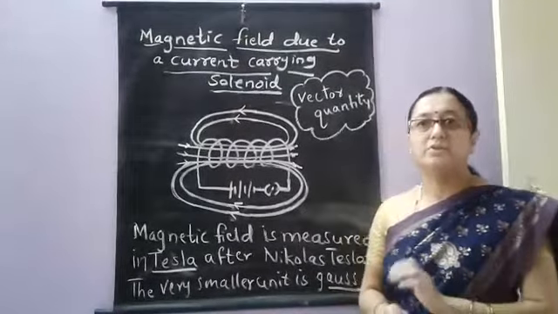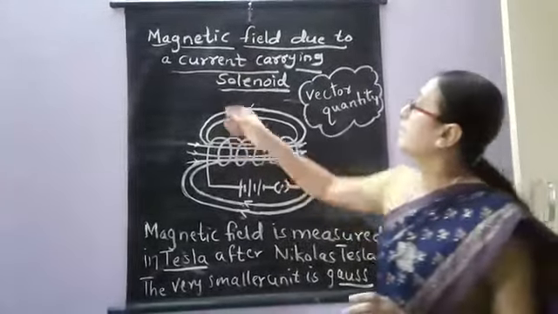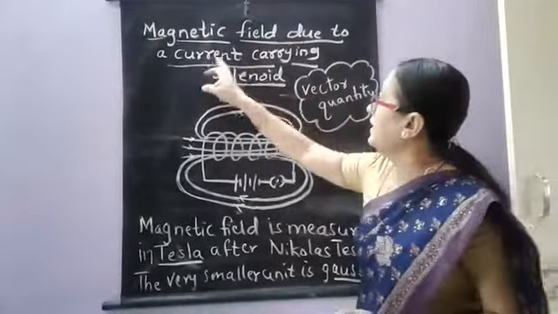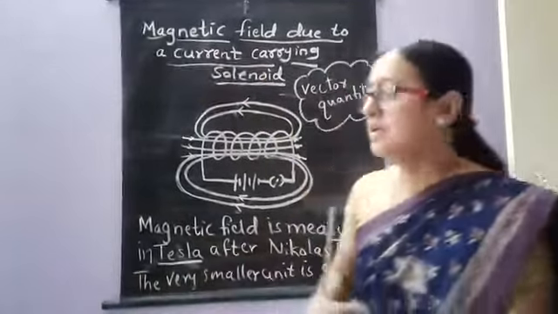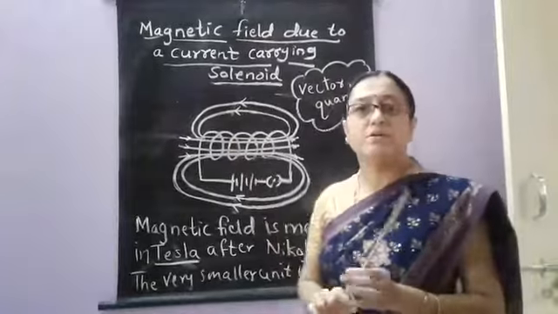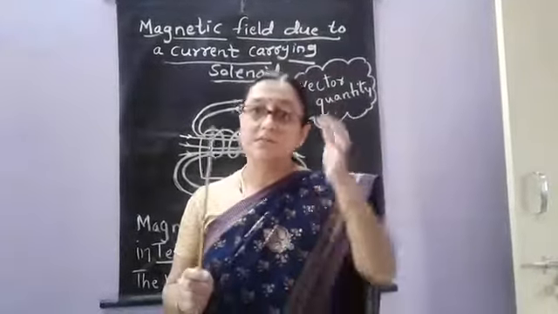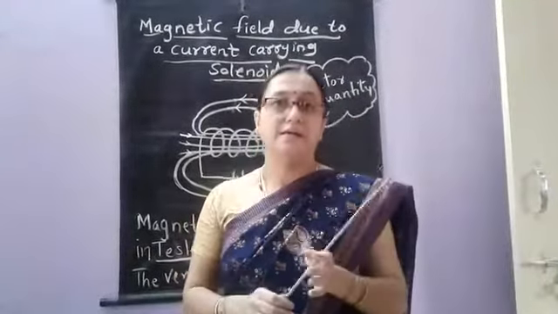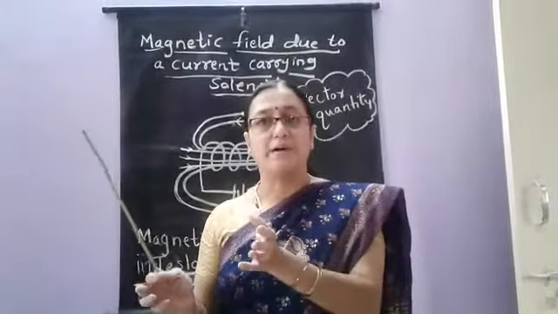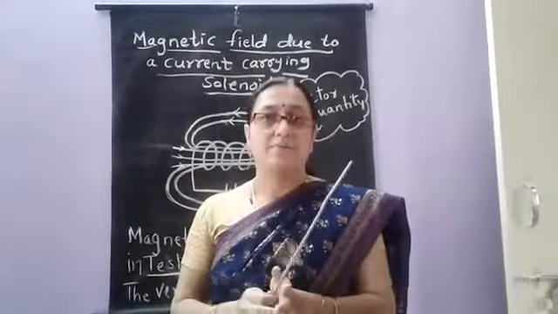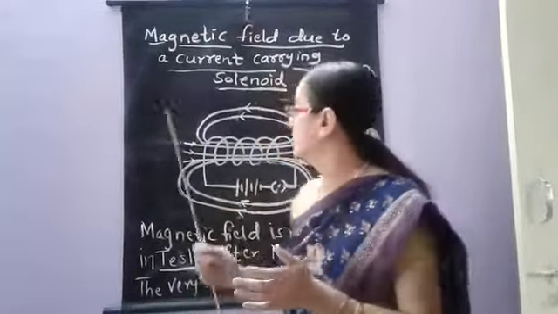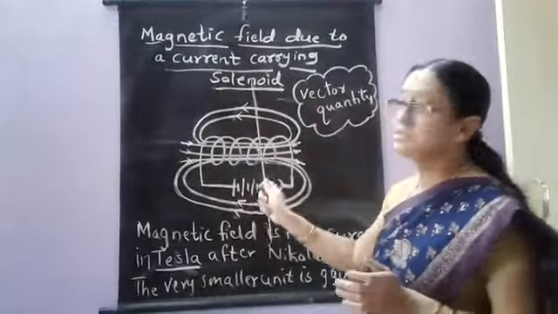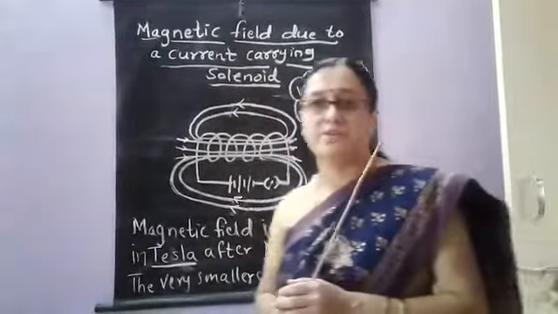Good morning children. In today's session, we will learn about the magnetic field due to a current carrying solenoid. In the previous class we studied two things: the magnetic field due to a straight conductor, and the magnetic field formed by a circular coil. The third one is if current is passed through a solenoid.